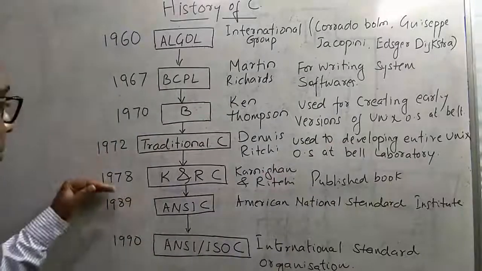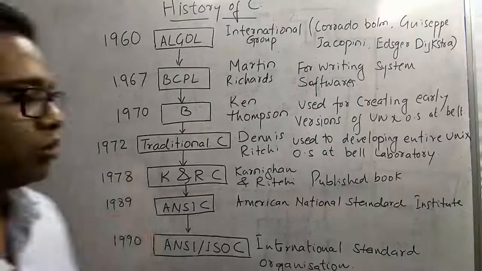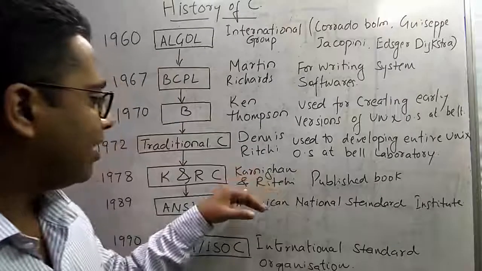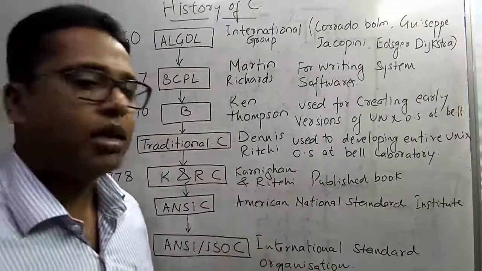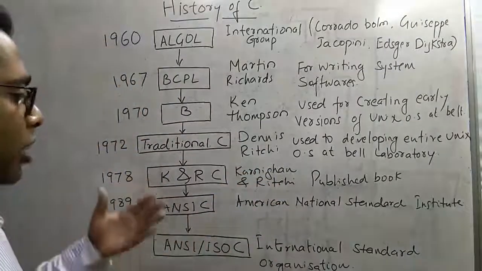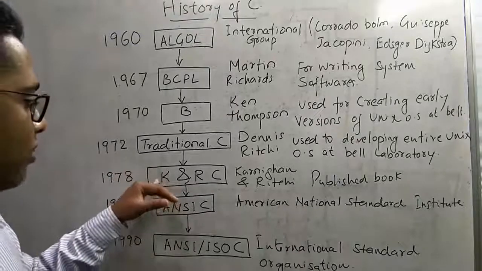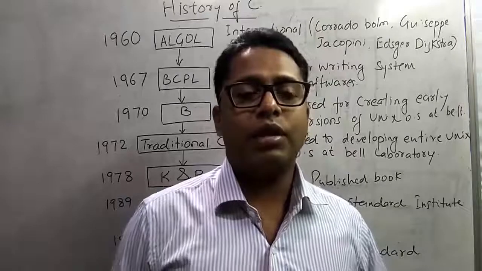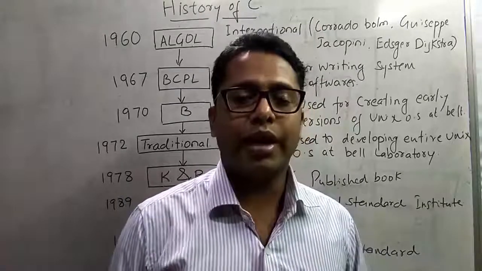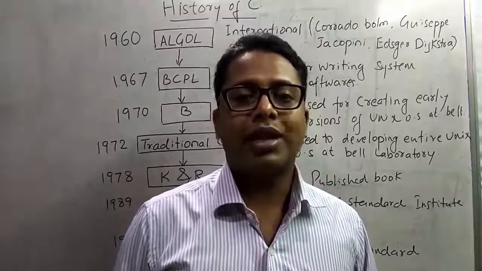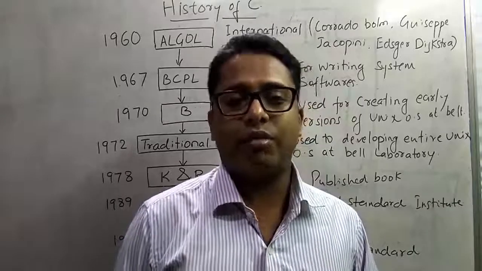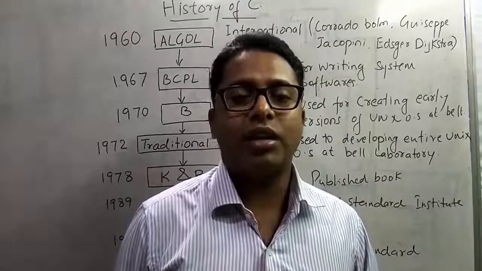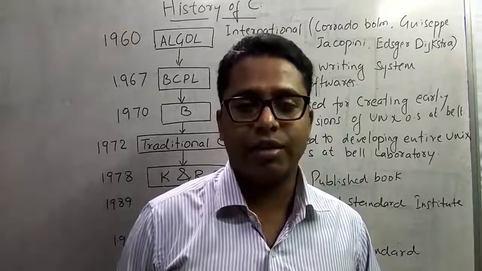Then, in 1978, two scientists, Kernighan and Ritchie, combined and published a new book on the C language called K&R C. After the publication of this book, many people started to learn about the C language and the advantages of developing applications with it.